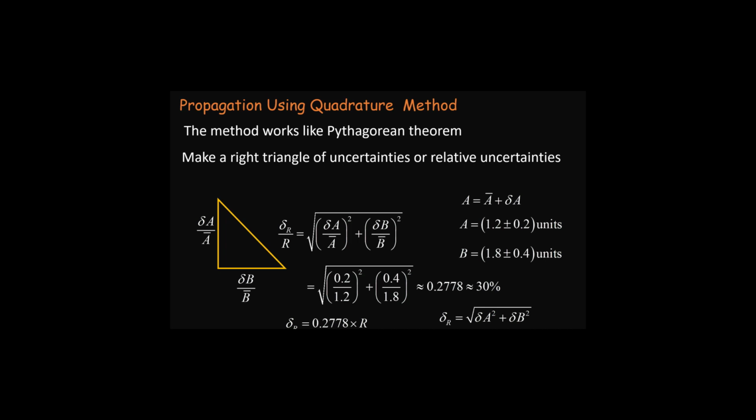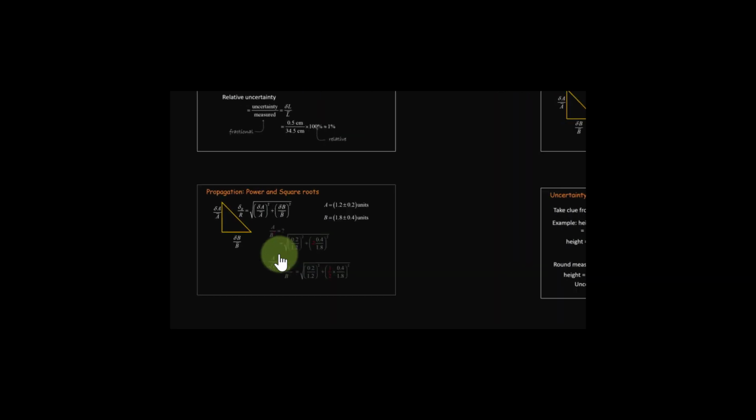quadrature of the uncertainty. You don't need relative uncertainty, which means no fraction necessary. You just square this number and this number and take the square root if they have same units and you are just adding or subtracting. So you can think of this as special case.